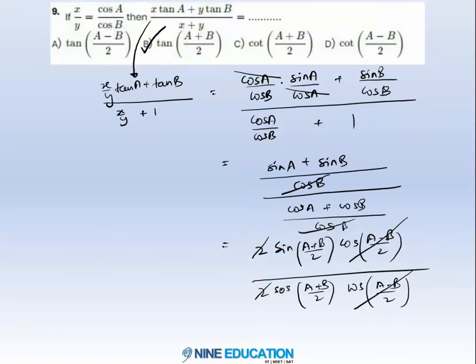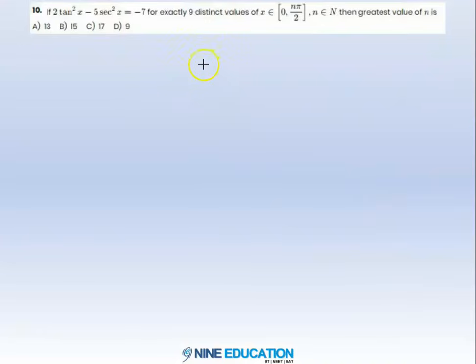Let's go to the next question. Question number 10 is, if 2 tan square x minus 5 secant square x is equal to minus 7 for exactly 9 distinct values of x in closed interval 0 to n pi by 2, where n is a natural number, then the greatest value of n is.